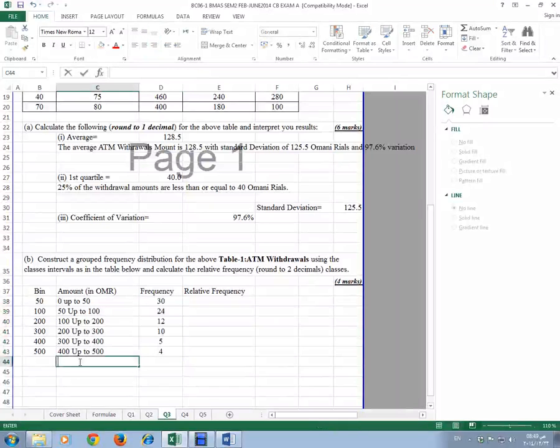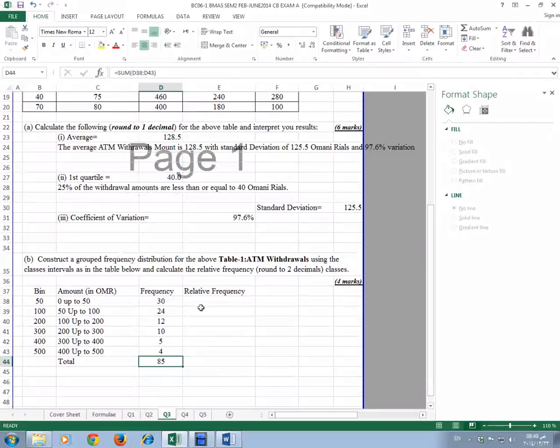The next question is to calculate the relative frequency. Before calculating relative frequency, we need to find the total. So the total here, you put the cursor here, and then there is the sigma up here. This one sigma for the total. Press enter. Then make it center.